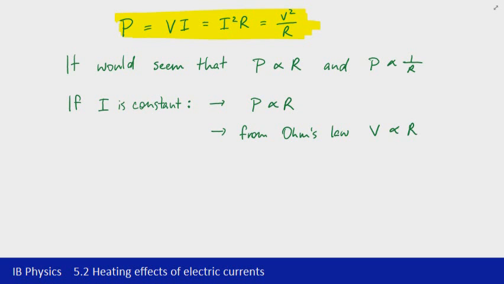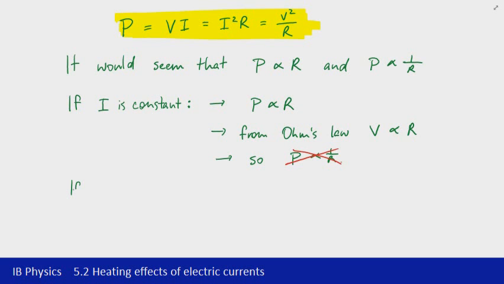So if we then go across and consider V squared on R, V is going to increase, R is going to increase, but V increases with the square, and so we have this situation where V is not actually constant, and so we can say then that in that situation P is not proportional to 1 on R. I'm going to represent that by just putting a big red cross through it. So if I is constant, then P is proportional to R, given that with a constant current, increasing resistance increases the potential difference, and that's also then going to increase the power.